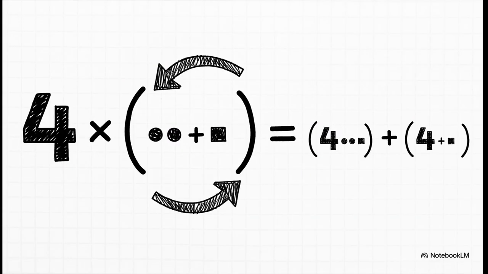And finally, the big one, the distributive property. I like to think of this one as the bridge that connects multiplication and addition. It's the rule that lets you distribute, or hand out, a number across a sum inside parentheses. And trust me, this one is a total game changer for solving algebra problems.